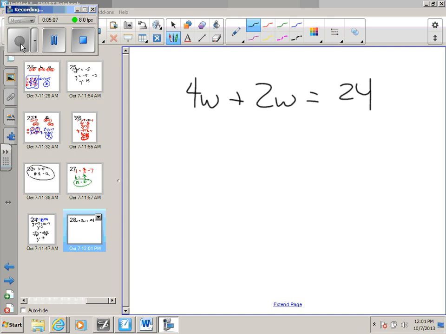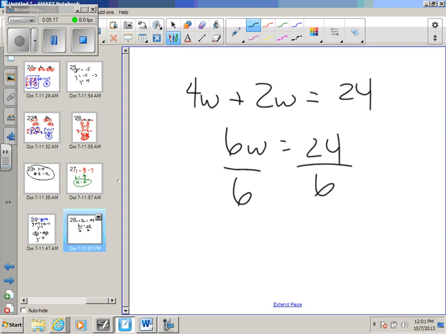You see a 4W and a 2W. Are they like? Are they the same? Can you put them together? What is it? Now what? W equals... How do you check it? 4 times 4 plus 2 times 4. 4 times 4, 16 plus 8. Is it 24? Good. Okay. It's 148.